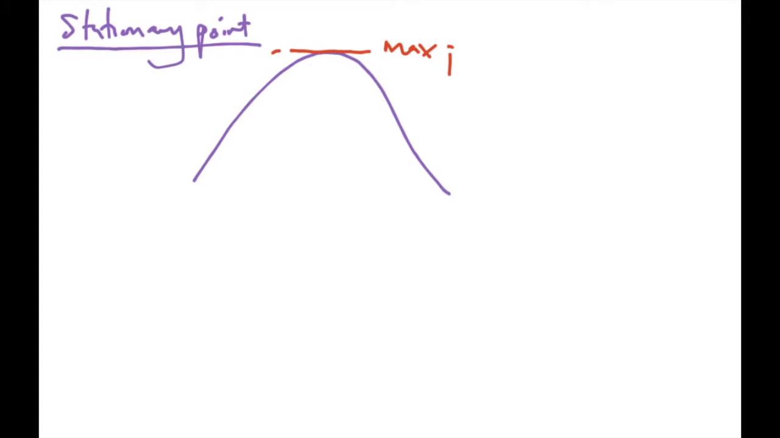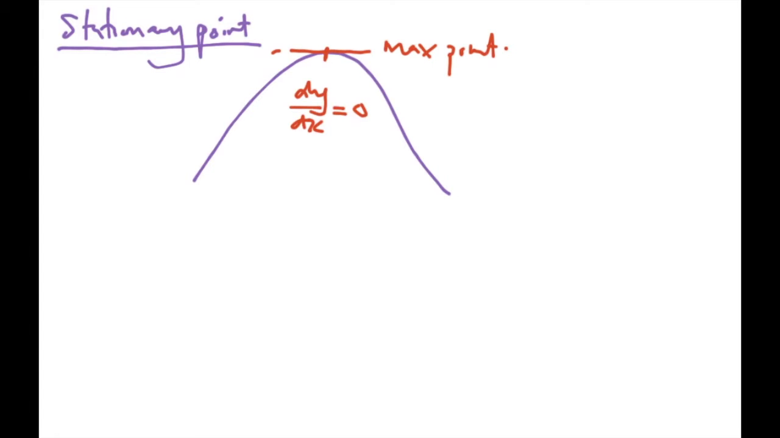Stationary point sometimes is also known as turning point. So let's say you have a graph that goes up and down. This graph is known as concave downward. If it's concave downward, the very top point is known as the maximum point. That's where the stationary point lies. At the stationary point, dy over dx, or the gradient, is equal to 0.